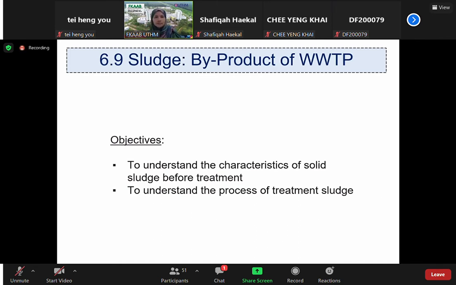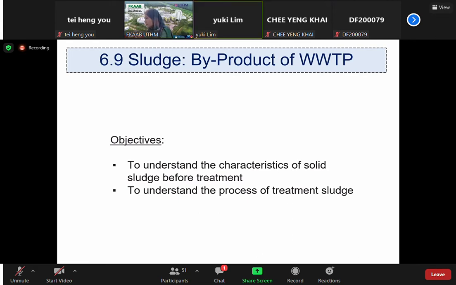Lim ada. So what does it mean by sludge? Ada pun. Sludge ni apa? What does it mean by sludge? Dia refer kat mana? Slide ke kat Google?